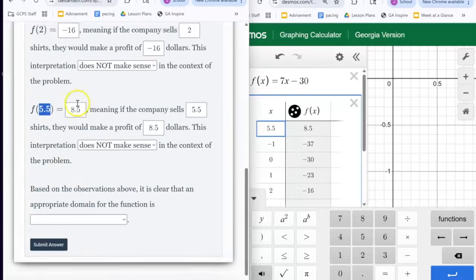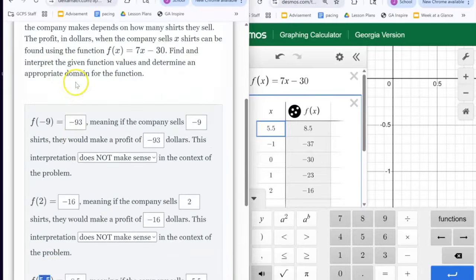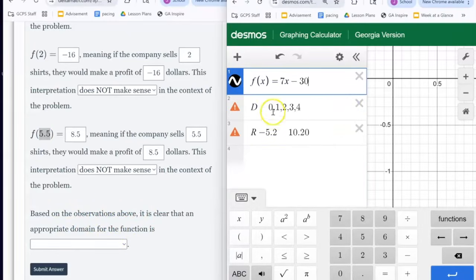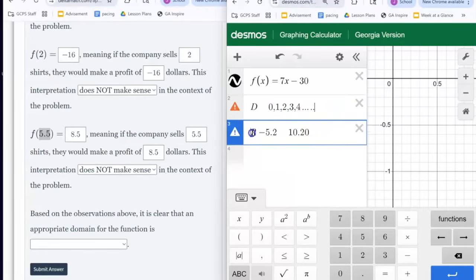Okay, so now that you know this, and I answered this question earlier, this helps you determine what's going on with the domain. Domain is anything whole numbers starting, including 0, 1, 2, 3, 4, 5, going on forever. That's my domain. Then my range is negative infinity to positive infinity.